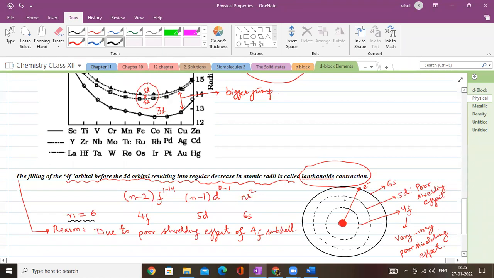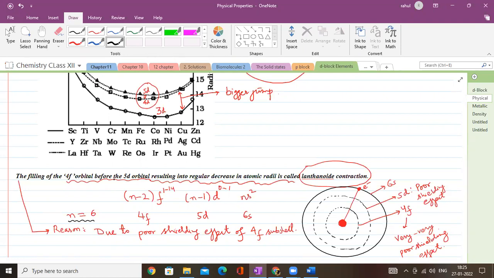Now, if I give you the first definition of lanthanide contraction: the filling up of the 4f orbital before the 5d orbital that results in a regular decrease in atomic and ionic radii of the inner transition series, or 4f series, is basically called lanthanide contraction. So for the definition, you will get full marks.